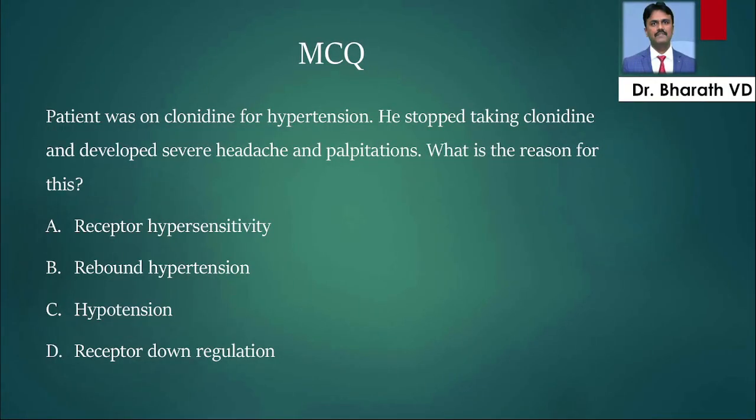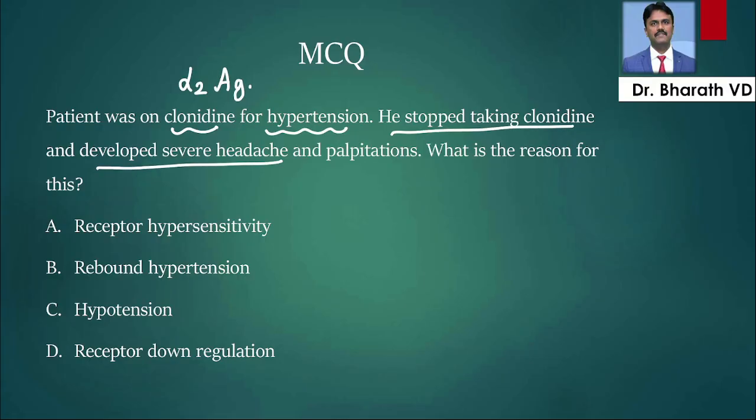Coming to the next question. A patient was on clonidine for hypertension. Yes, we all know clonidine is an alpha-2 agonist that is used for hypertension. He stopped taking clonidine and developed severe headache and palpitation. What is the reason for this? Try to answer it. Option A, receptor hypersensitivity. Option B, rebound hypotension. Option C, receptor downregulation. So the answer is rebound hypertension.